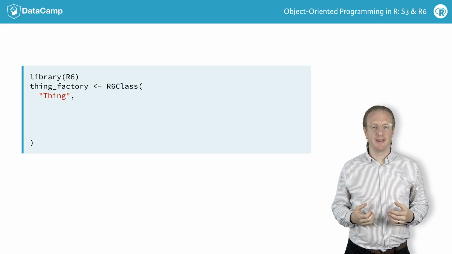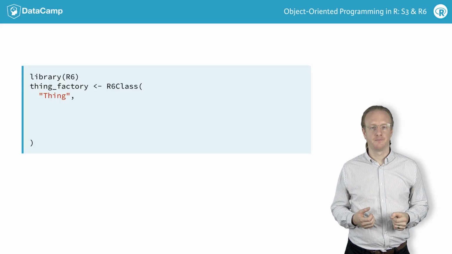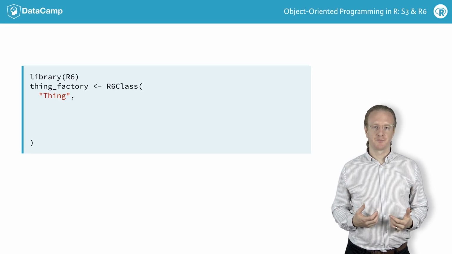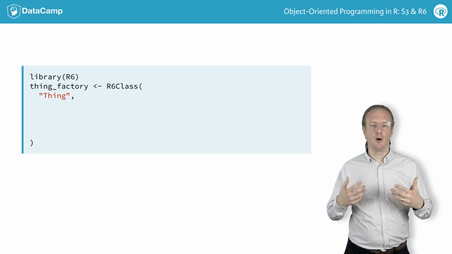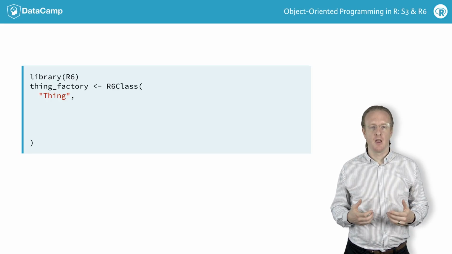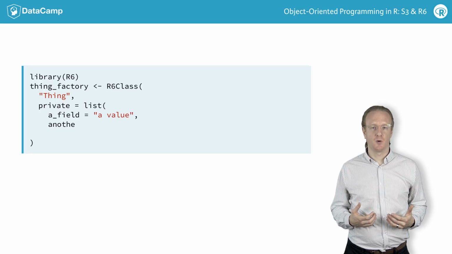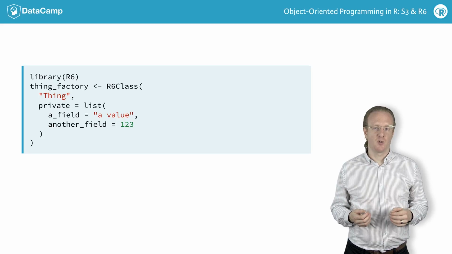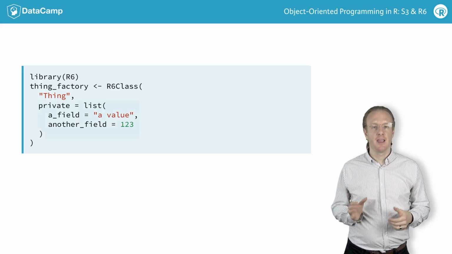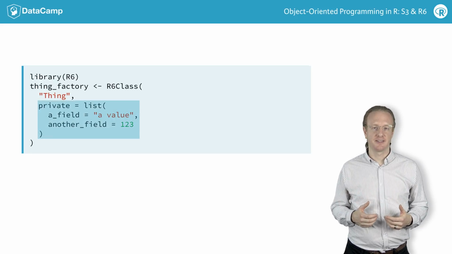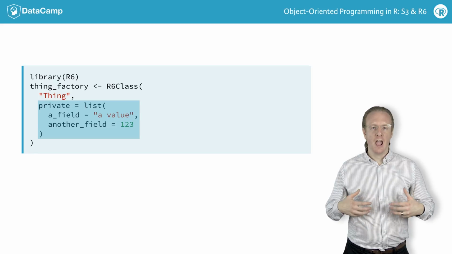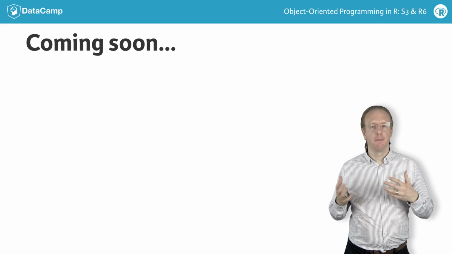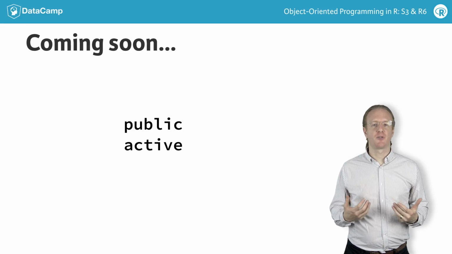Factories are defined using the R6Class function. The first argument to R6Class is the name of the class. By convention, this should be in upper camel case. The second argument you need to know about is called private. This stores the object's data. It's always a list, and each of the elements of the list must be named. Here you can see that the thing has two fields. There are two more arguments named public and active that I'll describe in later videos.